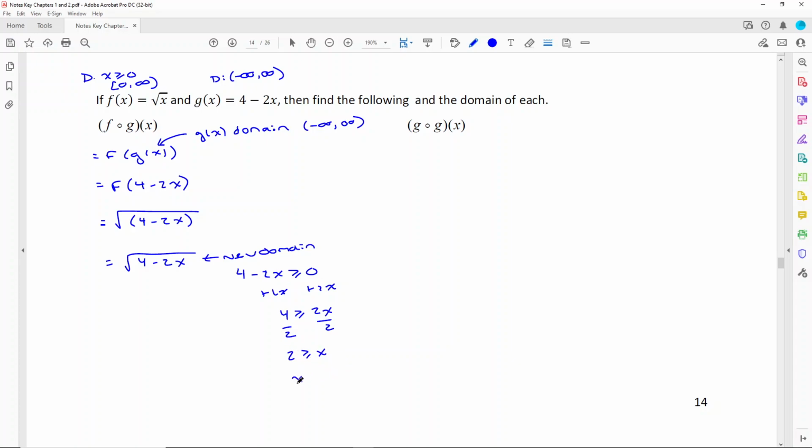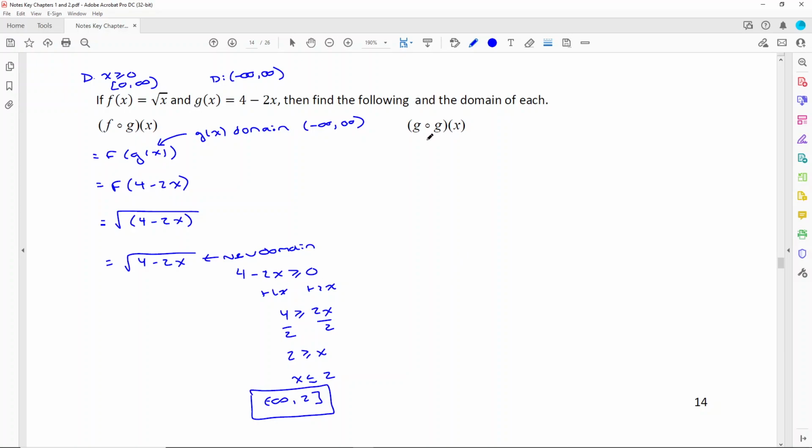In interval notation, x is less than or equal to 2 is negative infinity up to 2. This is my new domain. It has to include my old domain, which isn't going to restrict it at all, so my final domain is negative infinity up to 2. Yeah? Let's try another one.